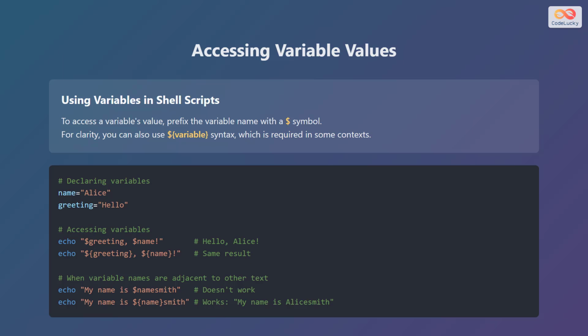When variable names are adjacent to other text, use the curly braces syntax. For example, echo "My name is $nameSmith" will not work as intended. Instead, use echo "My name is ${name}Smith" to print "My name is AliceSmith".